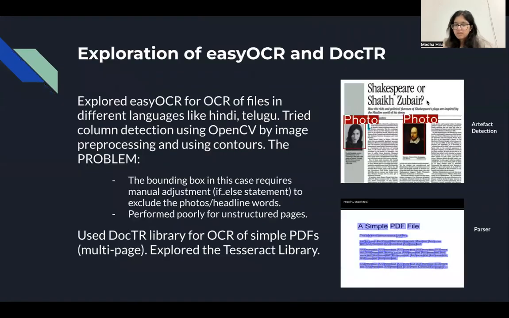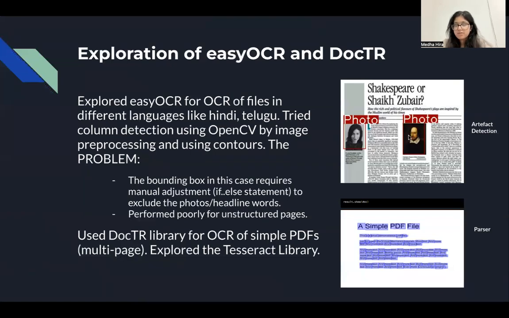So to begin with, my topic is column detection, and this is a real problem because when you're using OCR techniques, using OpenCV and Tesseract, the OCR process yields inaccurate results in cases where there are multiple columns on a page.